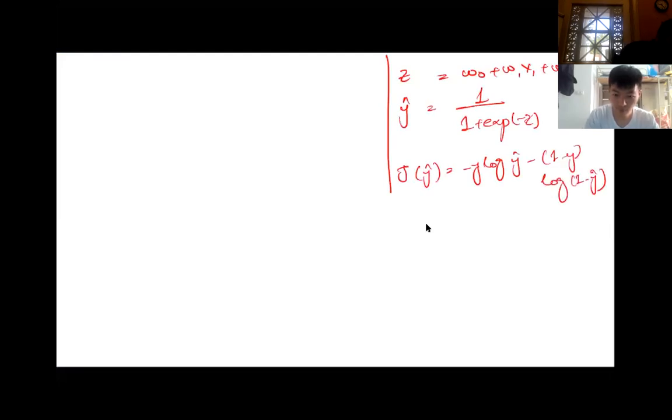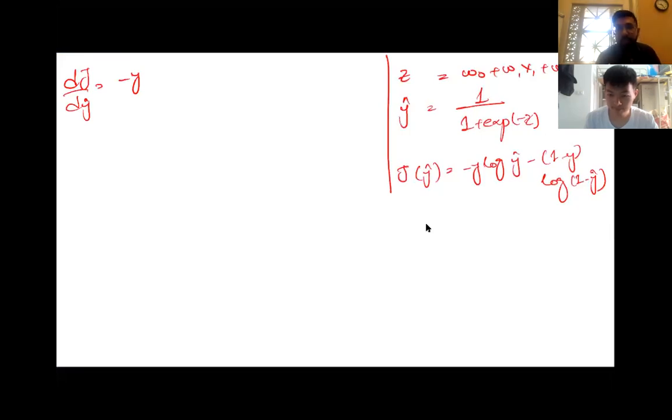So let's first find the derivative of J with respect to y hat. Okay. So of course y is constant with respect to y hat, so you have minus y. The derivative of log of y hat with respect to y hat is, what is the derivative of log of x with respect to x? It's 1 by x. So this is 1 over y hat and then minus 1 minus y.